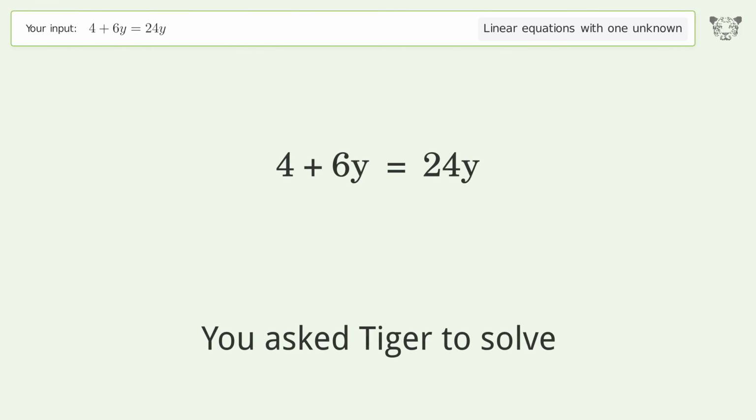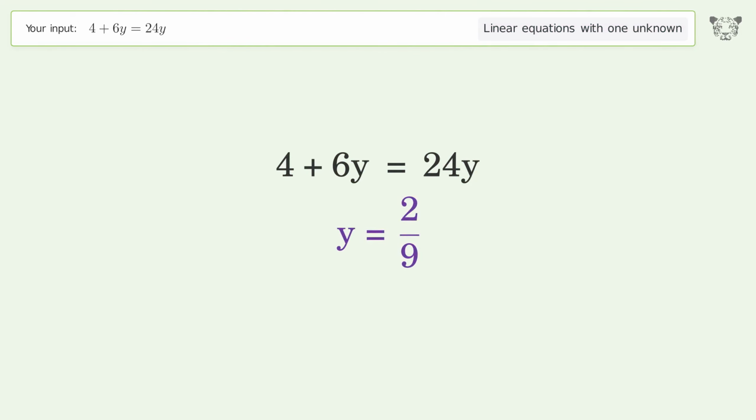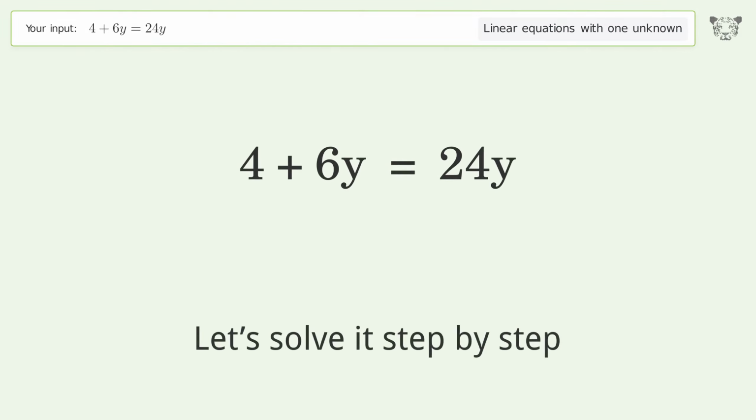You ask Tiger to solve this. It deals with linear equations with one unknown. The final result is y equals 2/9. Let's solve it step by step.